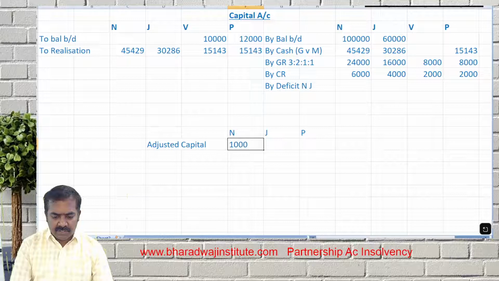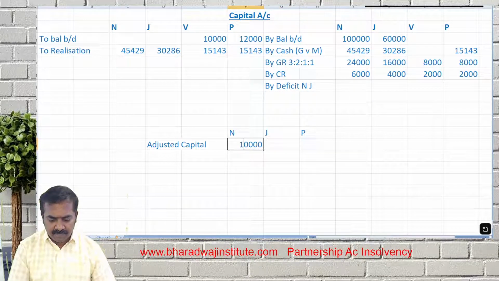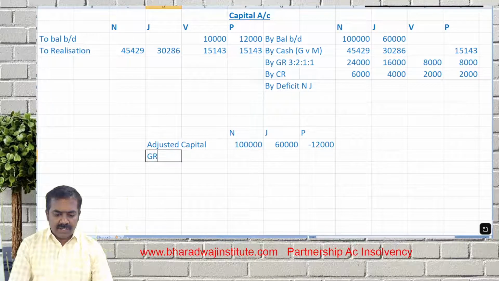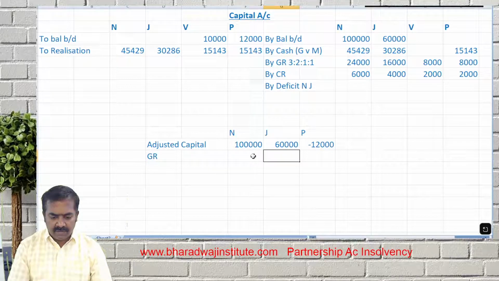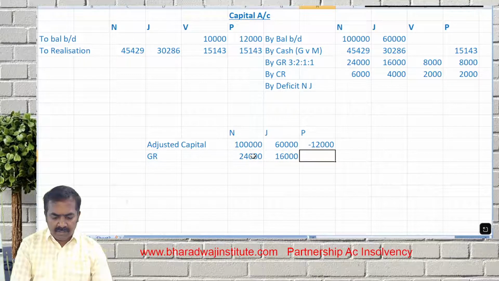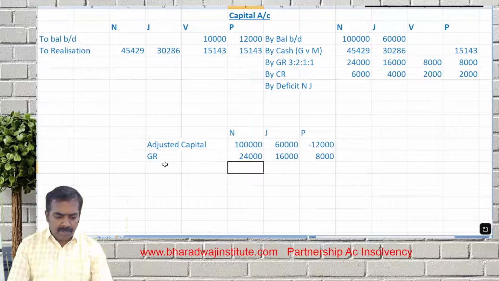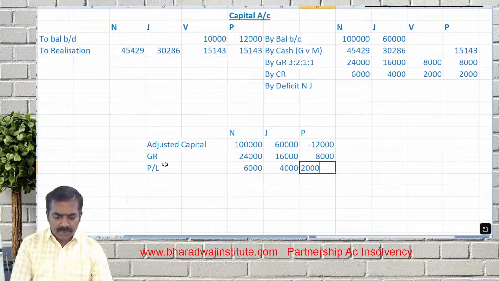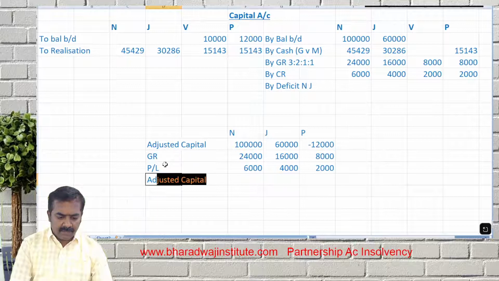N has a positive balance of 1 lakh. J has a positive balance of 60,000. P has a negative balance of 12,000. Look at the general reserve: 24,000 for N, 16,000 for J, 8,000 for P. P and L account: 6,000, 4,000, 2,000. Adjusted capital.